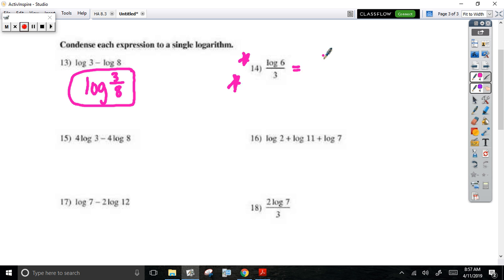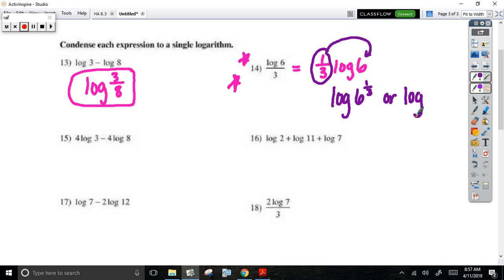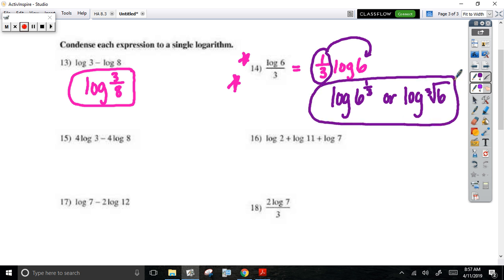So you actually need to rewrite this as 1/3 log of 6. And then that 1/3 is now a coefficient, which can go back up to be an exponent. So we would have log 6 to the 1/3. Remember, the 1/3 is actually a cube root. So you also could write this like the answer key had, which would be the cube root of 6. But for your quiz, I don't care which one you would choose.